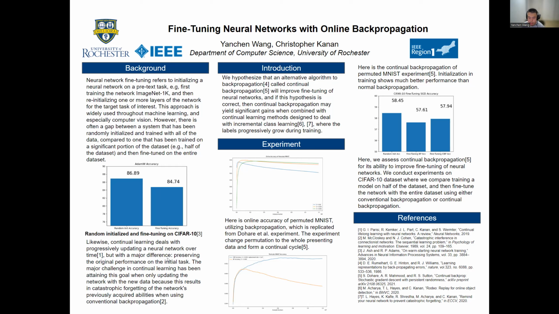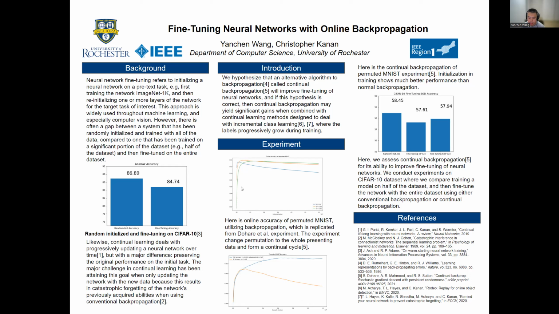One of the major challenges in continual learning is preserving the original performance on the initial task when the network updates the parameters with novel input instances. This would result in catastrophic forgetting when utilizing conventional backpropagation. So we hypothesized that an alternative algorithm to backpropagation called continual backpropagation will improve fine-tuning of neural networks. And if this hypothesis is correct, then continual backpropagation may yield significant gains when combined with continual learning methods designed to deal with incremental class learning, where the labels progressively grow during training.